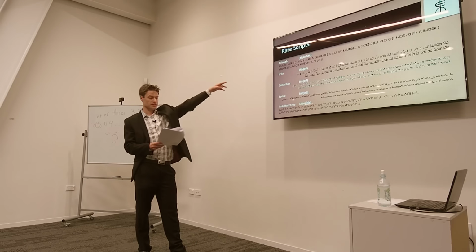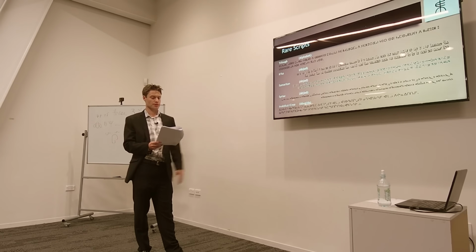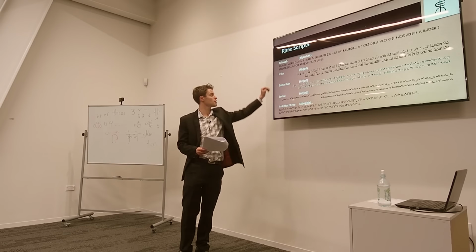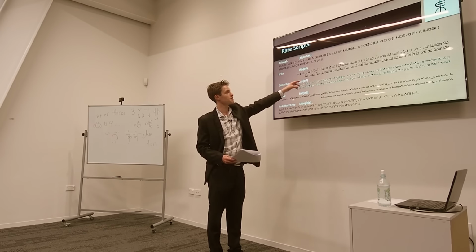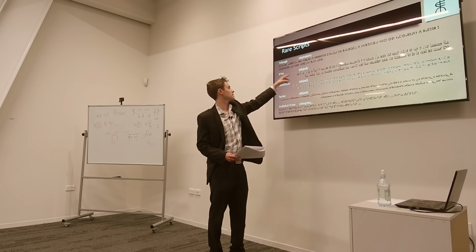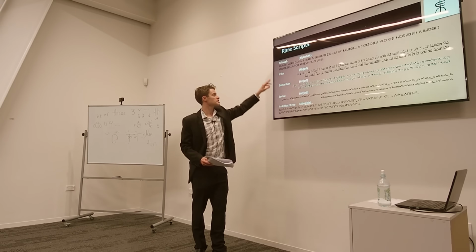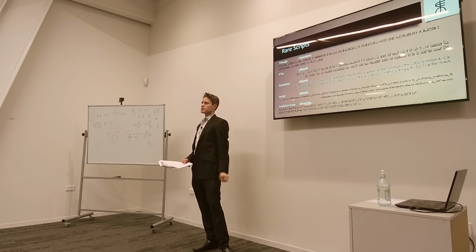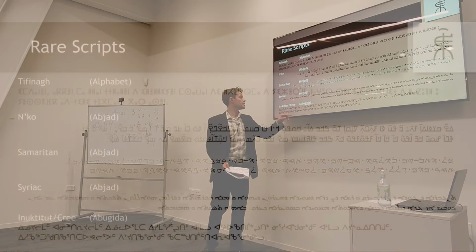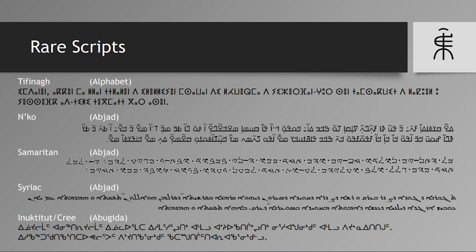There's the Neo-Tifinagh script of the Berbers in North Africa, which predates the Arab conquest. There's the N'Ko script, which was invented in Guinea in Africa in 1949, used to write the Manding languages. The Samaritan script, which is still used by a very small Samaritan community in Holon, Israel. Syriac is the ancient Syrian script, which is still used by Assyrian Christians in minority communities throughout the Middle East.